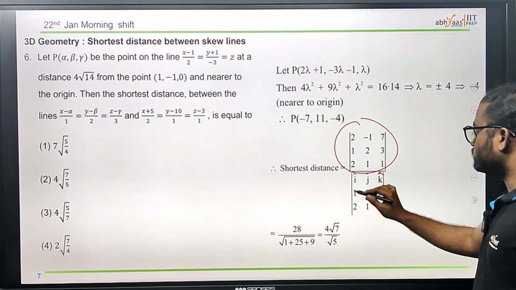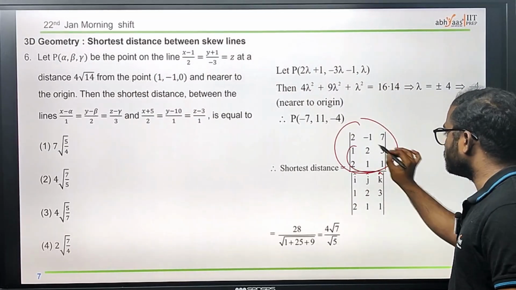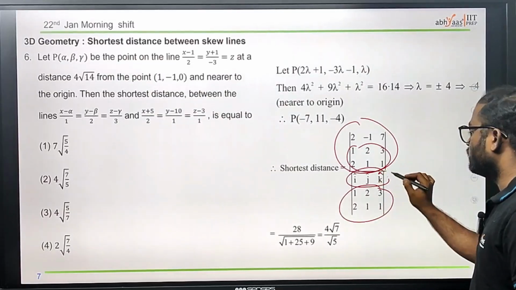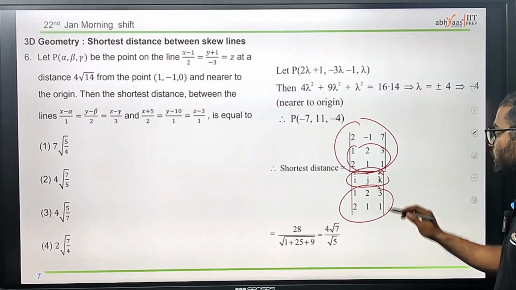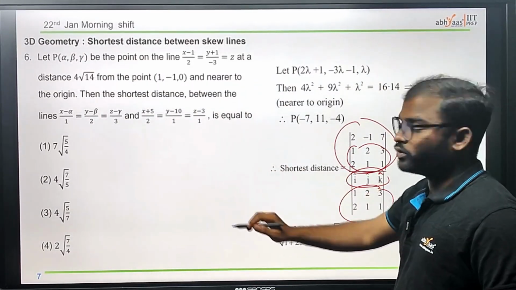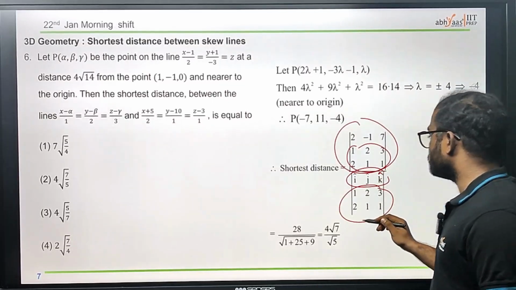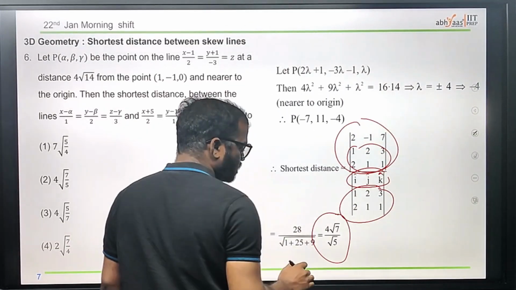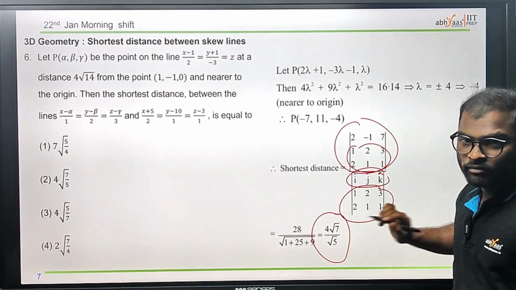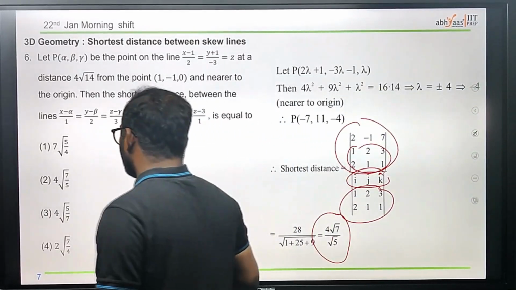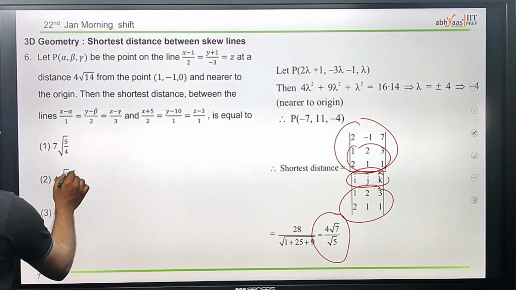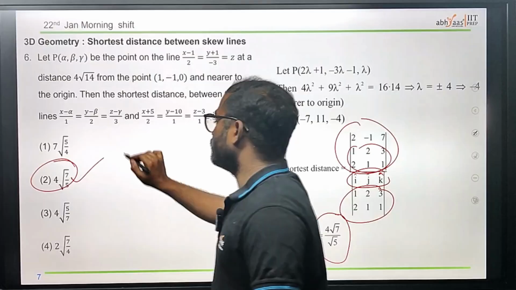Now by using this, we have the same situation here as well, just with i cap, j cap and k cap, and this formula which I wrote here. By using this formula, we can easily find the shortest distance, which is nothing but 4 root 17 by 15 root 15. Answer 2 will be our answer.